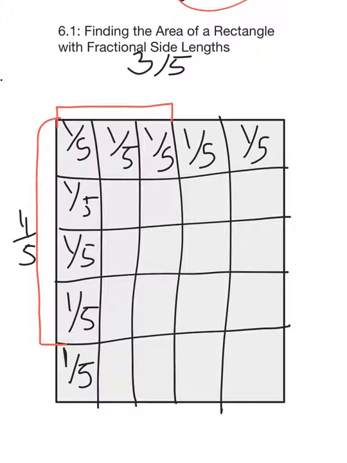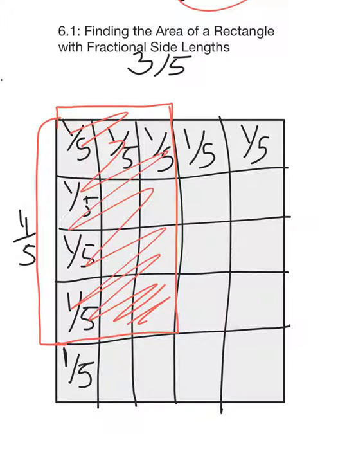So 4/5 times 3/5. Now I can look at this area only. I'm only going to look at this red area right here. This is the area I'm trying to figure out, okay? We're doing 3/5 times 4/5. All we did was illustrate what 3/5 actually looks like. We separated it into 5 parts. We chose 3 of them. And what does 4/5 actually look like? We separated the length of the rectangle into 5 parts and we highlighted 4 of them. That's all we did so far.